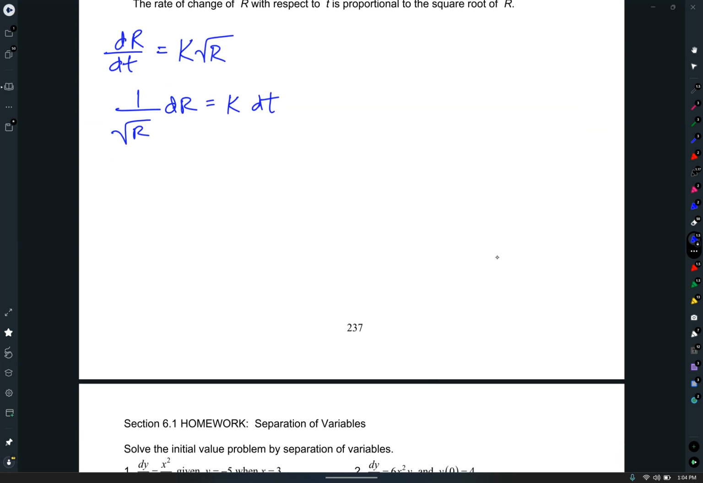Okay, everybody okay with my separation? Logan? You good? Okay. How do I integrate 1 over square root of r? Do I do natural log of the square root of r? No! Think of it as r to the negative 1/2. I bet if you write it like that, you would know how to integrate it.